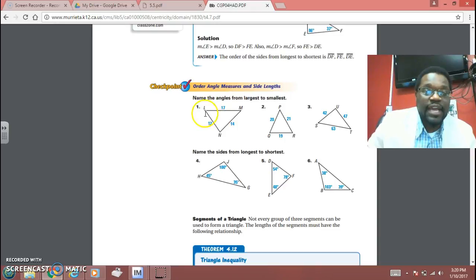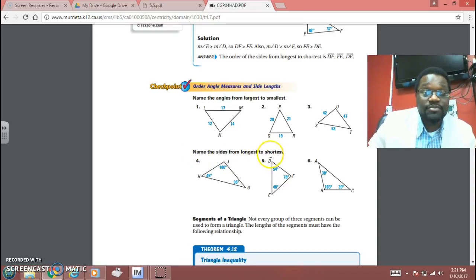Then angle L has to be the next one, and then angle M will be the last one because it's opposite of the smallest number. All right. Again, just kind of going through these just so you can understand how this works.